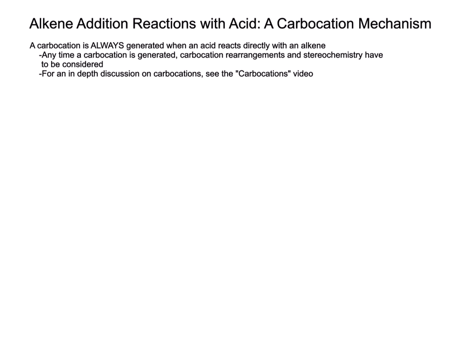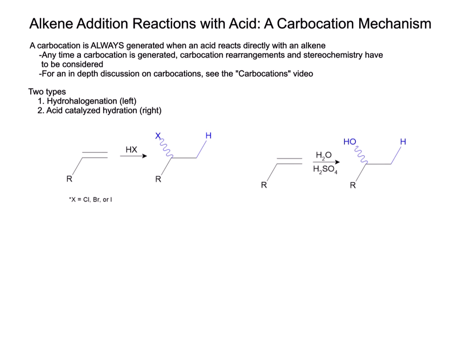Alkene addition reactions with acid follow a carbocation mechanism. We always generate a carbocation when an acid reacts directly with an alkene. And of course, anytime a carbocation is generated, carbocation rearrangements and stereochemistry have to be considered, as I cover in detail in my carbocations video. Generally, there are two types of alkene additions with acid that you'll learn: hydrohalogenation, shown on the left, and acid-catalyzed hydration, shown on the right.